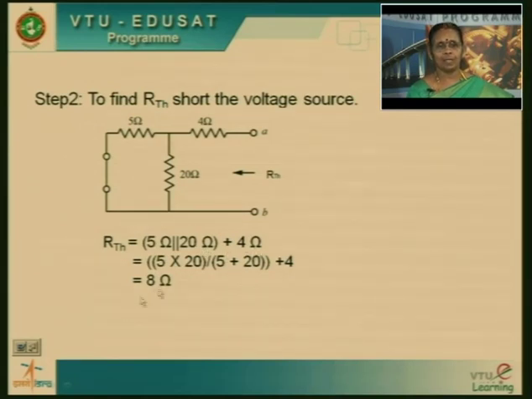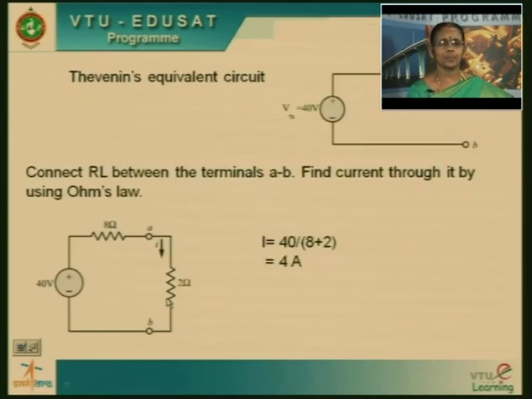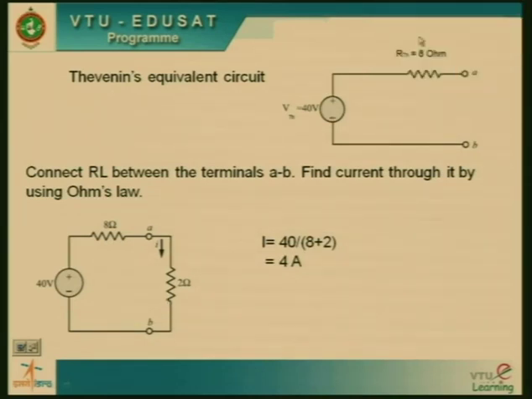So totally it is 8 ohms. If you simplify and find the answer, it is equal to 8 ohms. Then the Thevenin equivalent circuit is a voltage source of 40 volts in series with a simple series resistance of 8 ohms, to which you are connecting the 2 ohm resistor. So the current here will be equal to 4 amperes. So this is the first example we have.